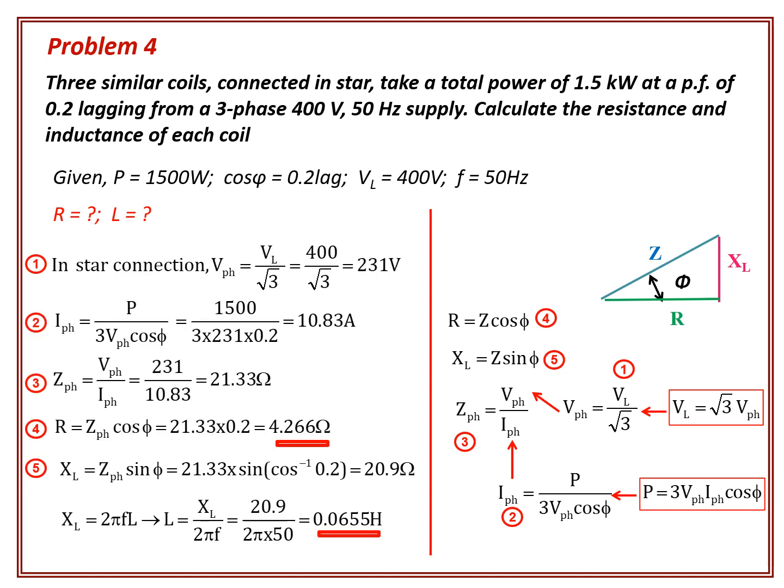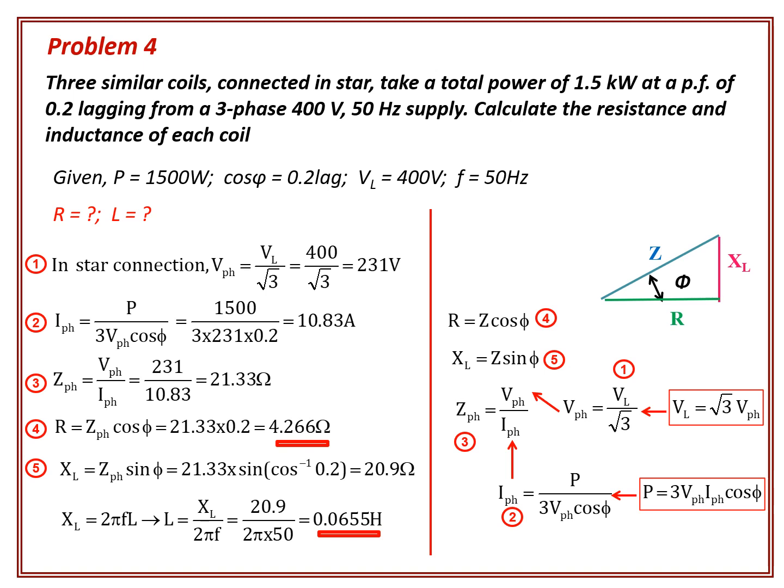Now let's calculate the values of various parameters. First, let's calculate the value of V phase using the equation VL by root 3. VL is equal to 400. Substituting, we get V phase as 231 volt. Next, find I phase using the equation P by 3 V phase cos phi. Power is given in the question as 1500 watt. V phase we get from step number 1 as 231, and cos phi is given in the question as 0.2. Substituting these values, we get I phase as 10.83 ampere.